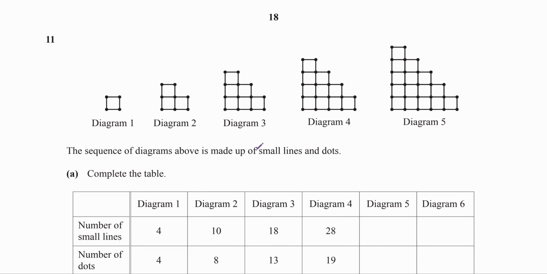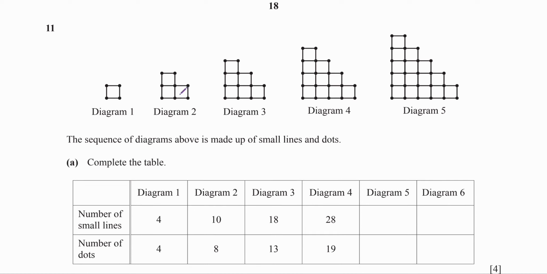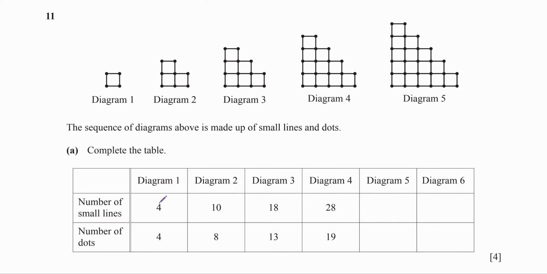So the sequence of diagrams above is made up of small lines and dots. Complete the table. Okay, so these are like half of squares. You can see 3 by 3, 4 by 4, 5 by 5. Okay. So the number of small lines in diagram 1 is 4. 1, 2, 3, 4. Diagram 2 it's 10. So 1, 2, 3, 4, 5, 6, 7, 8, 9, 10. And then 18, 28, whatever.